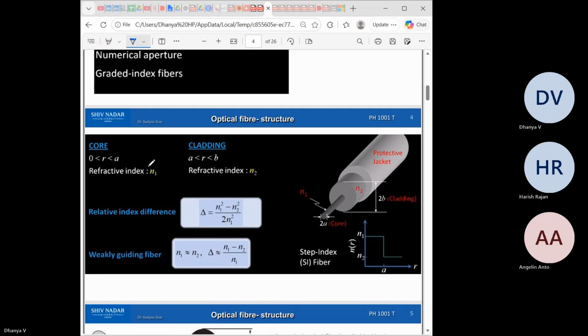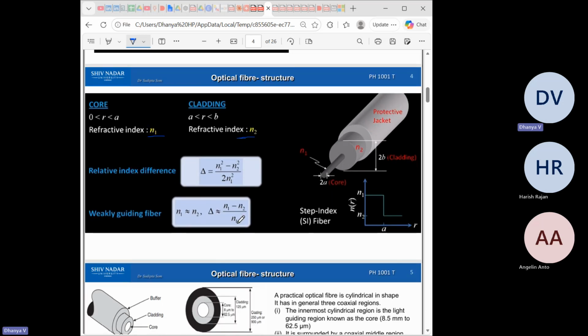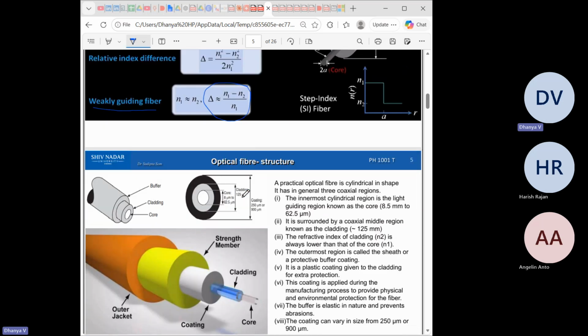So essentially you have your core and your cladding. The cladding is the protective layer for your core. Okay, so this core has a refractive index of n1 and your cladding has a refractive index of n2. So this relative index difference is (n1 square minus n2 square) by 2 n1 square. For a weakly guiding fiber, that means your n1 is almost similar to n2, and at that time your formula becomes this. Okay, that's all.